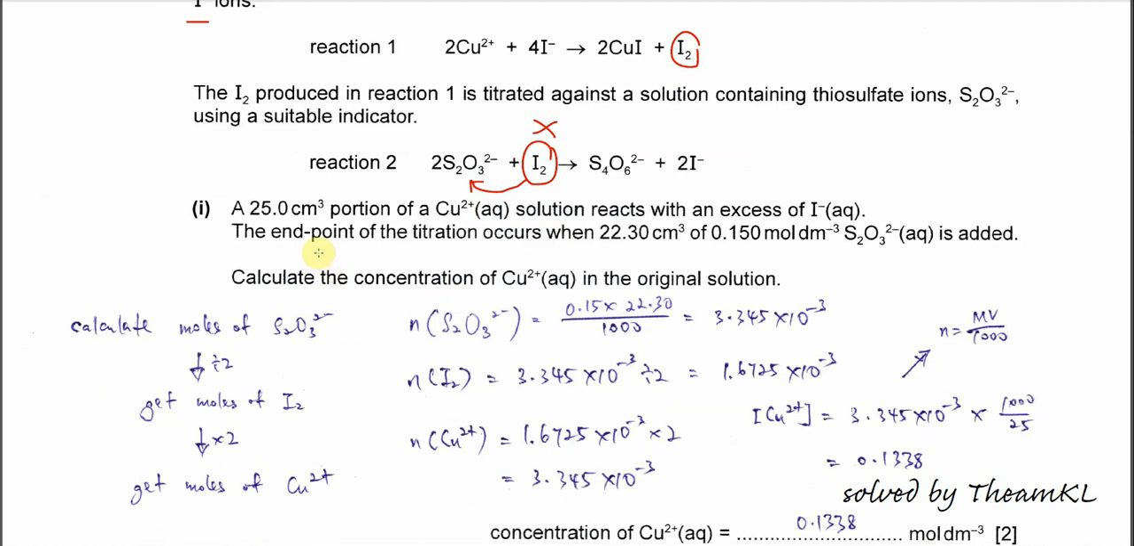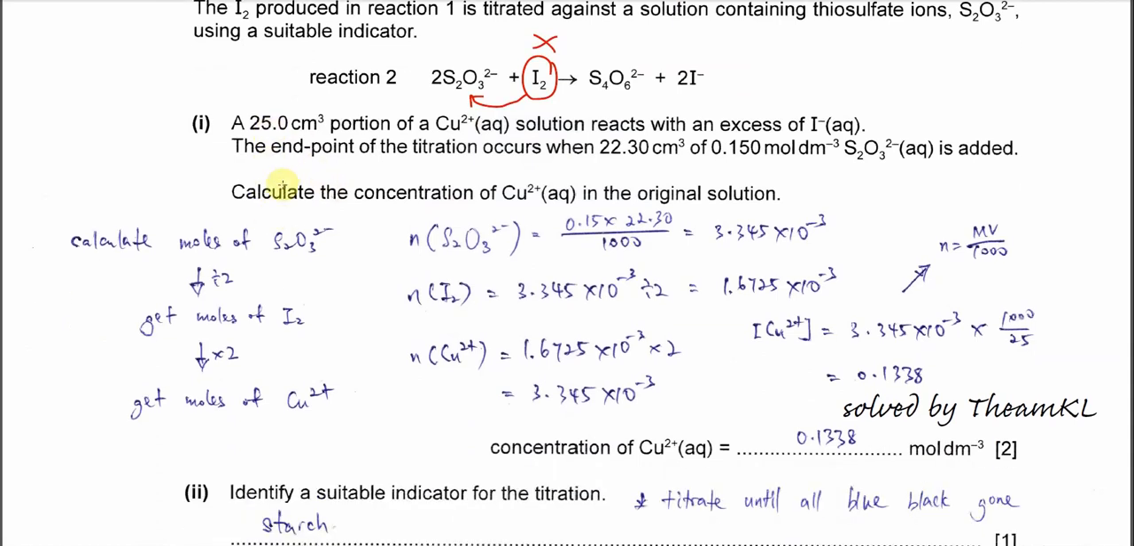Now, for the reaction, the volume of the copper-2 solution is 25 cm cubed. So we're going to use this for calculations. And this reacts with excess iodide. The end point of the titration is when 22.3 cm cubed of 0.15 mole per dm cubed thiosulfate has been added. So for this titration, it needs this volume.